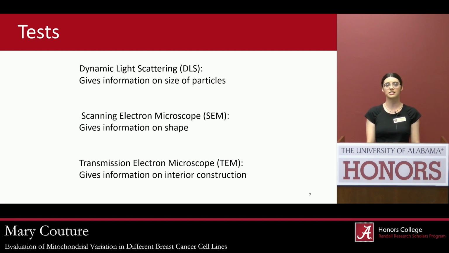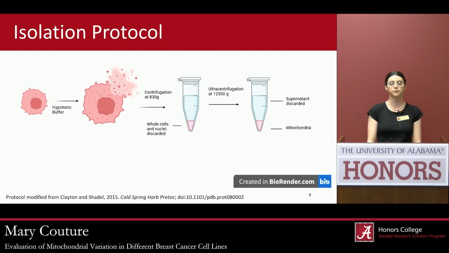The second test, scanning electron microscopy, allows us to form a 3D visualization of the surface of the mitochondria and thus visualize their shape. And the third test, transmission electron microscopy, allows us to visualize the interior structures of the mitochondria by taking incredibly thin slices of the preserved samples.